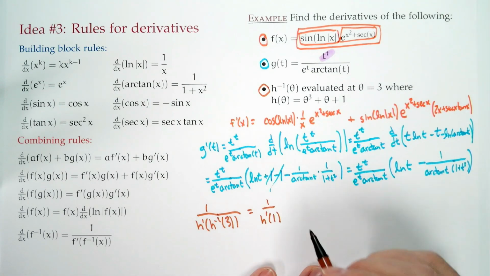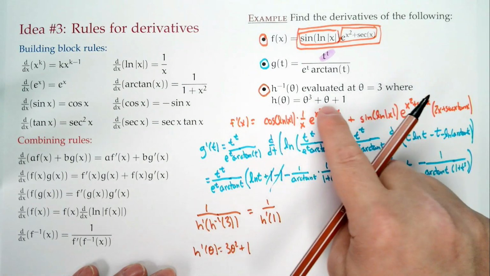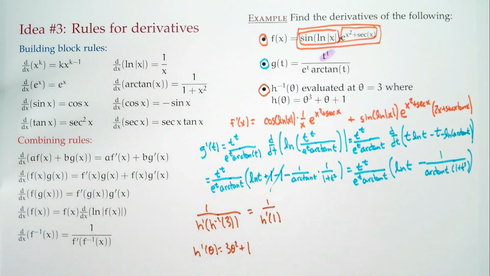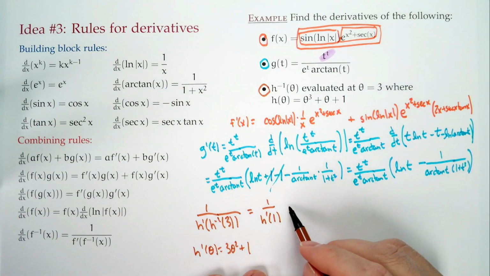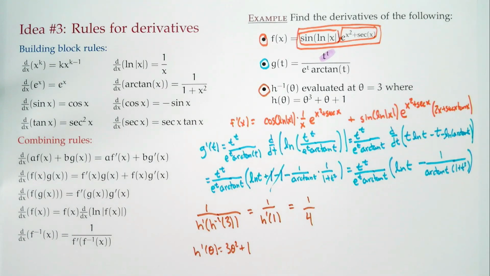So that's 1 over h prime of 1. Now, what is h prime? Well, h prime of theta is 3 theta squared plus 1. You might be saying, hold on, am I allowed to use theta for something which doesn't involve trig? And the answer is, why not? It's a symbol. You can choose a symbol to do anything. So, yes, you're fine. So plug in 1, you're going to get 1 over 3 plus 1, which is 1 over 4. And there's our answer. And we're done. All right. Well, that's not so bad. Cool.